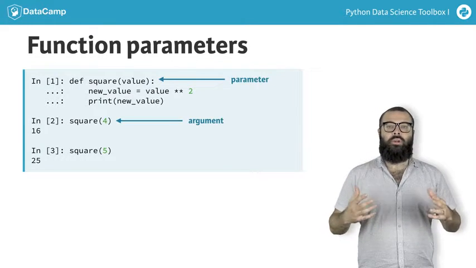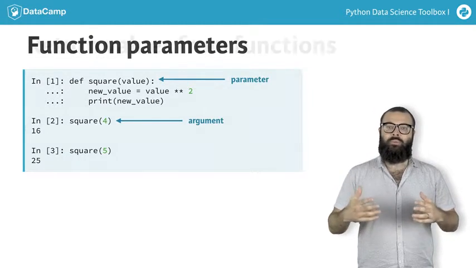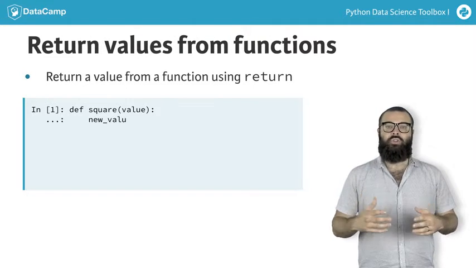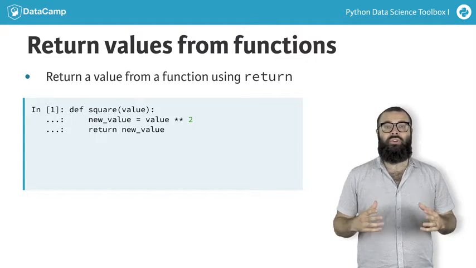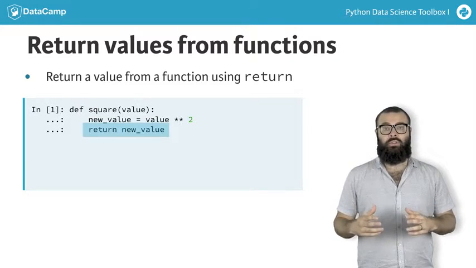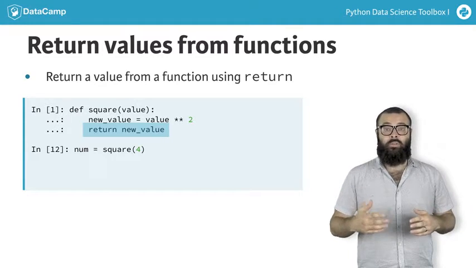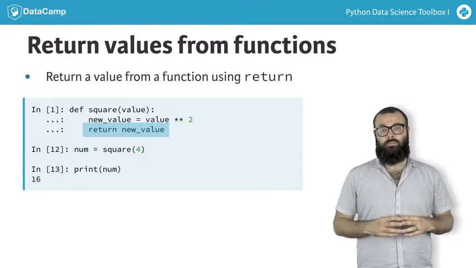But what if we don't want to print that value directly, and instead we want to return the squared value and assign it to some variable? You can have your function return the new value by adding the return keyword, followed by the value to return. Now, we can assign to a variable num the result of the function call, as you see here.